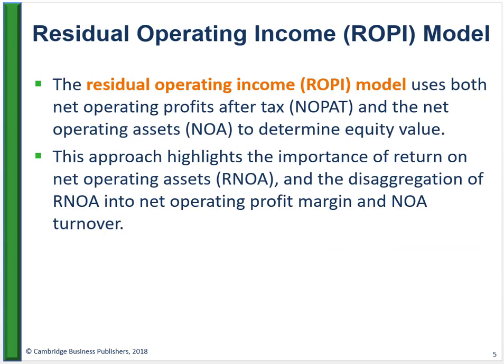So Module 14 contrasts the discounted cash flow model to the residual operating income model. A slightly different approach, but substantially similar. The residual operating income model uses net operating profits after tax and net operating assets to determine equity value. This approach highlights the importance of return on net operating assets. You'll recall that from Module 4, and the disaggregation of that number into net operating profit and asset turnover.